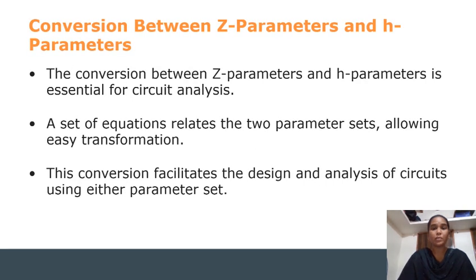Conversion between Z parameters and H parameters. The conversion between H parameters and Z parameters is essential for circuit analysis. A set of equations relates the two parameter sets, allowing easy transformation. This conversion facilitates the design and analysis of circuits using their parameter set.